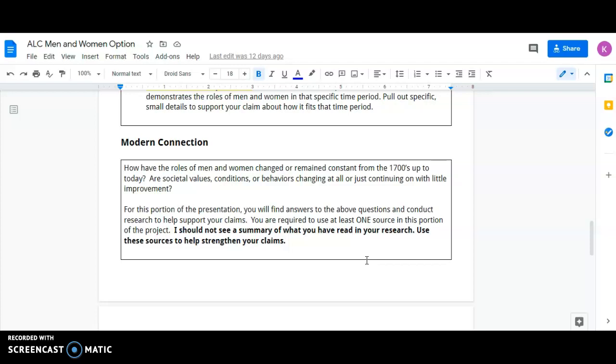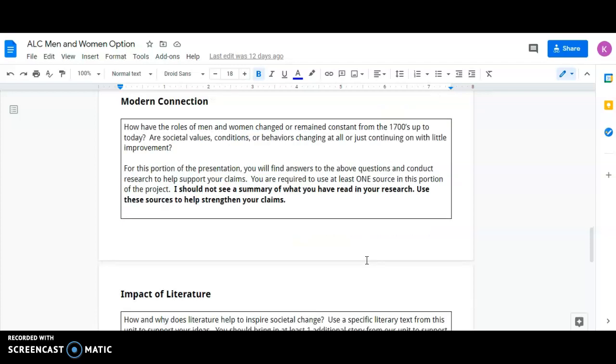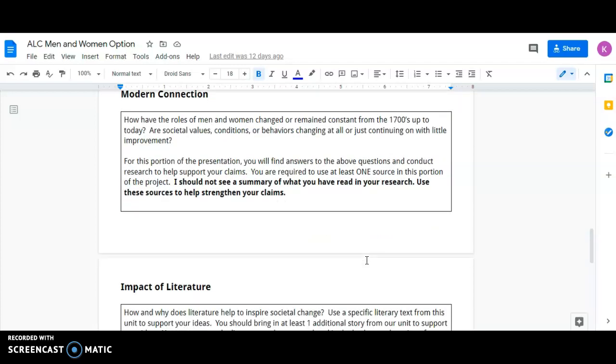I am going to be giving you some sources that you can use for this project, okay? I don't need to see a summary of what you've read. Use these sources to strengthen your claims.